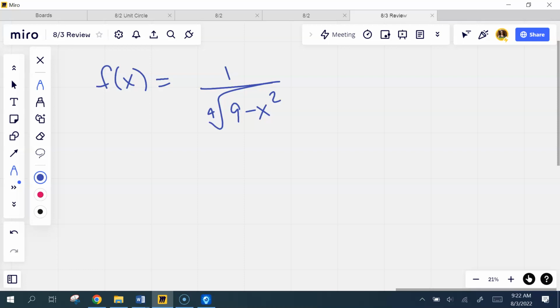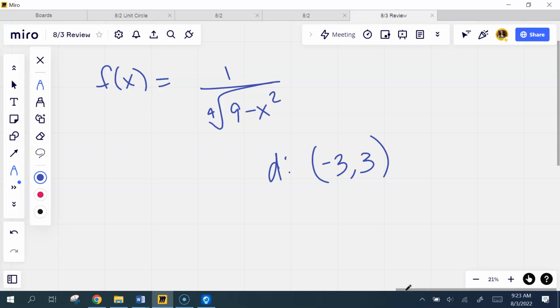So what'd you find for the domain here? What do you think? Tell me what you think it is. -3 to 3, inclusive, exclusive. Inclusive, so can it be 3? Okay, Abby said no, why? If you plug a 3 in here, what happens? 9 minus 9 is 0, and I'm undefined. So remember, I've got to look at positive and no zeros on the bottom. So it's exclusive. Does that make sense?